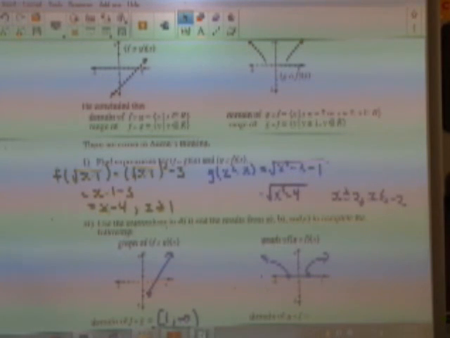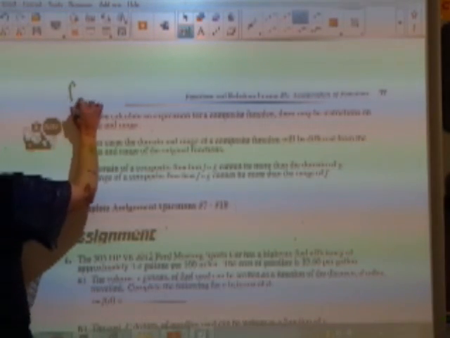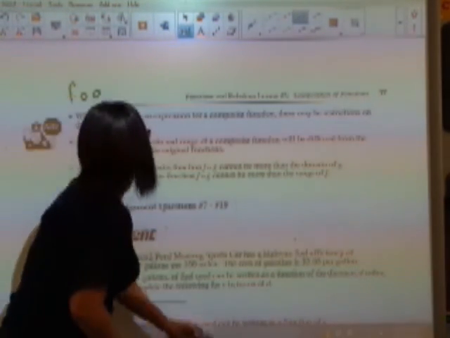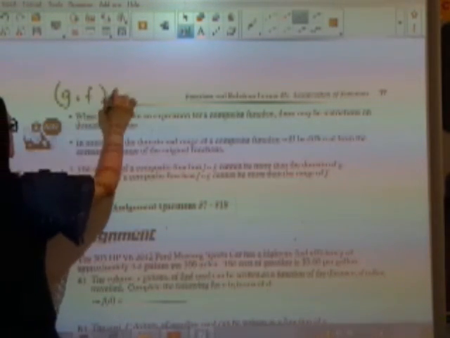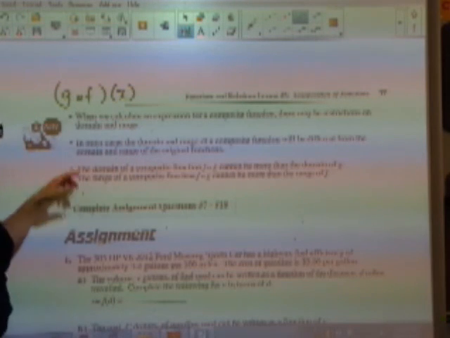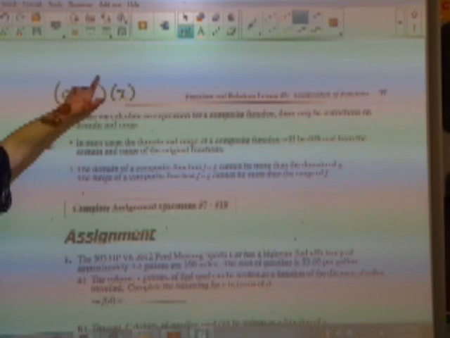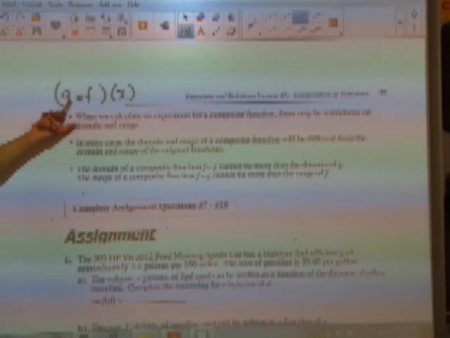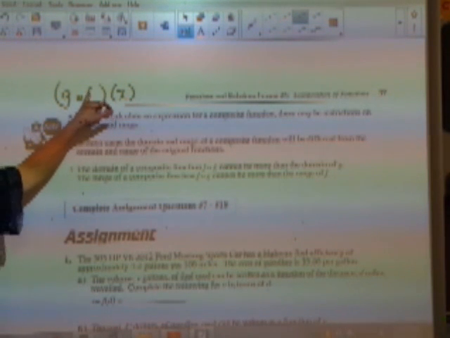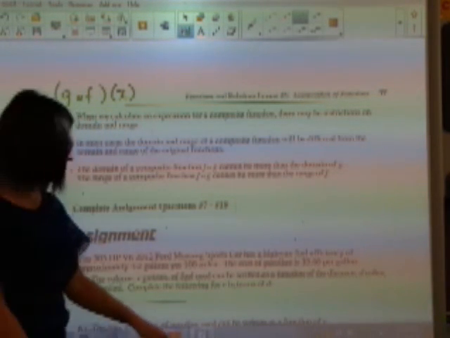So if I had it written the other way around, as g of f of x, then the domain would be restricted to whatever f is. So it couldn't be bigger than f, and the range couldn't be bigger than g. So the domain is the first, the inside, and the range is the outside.